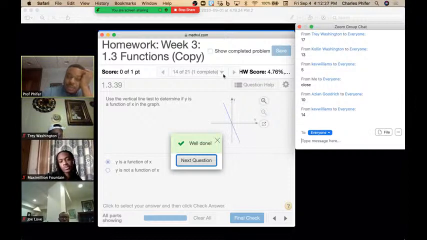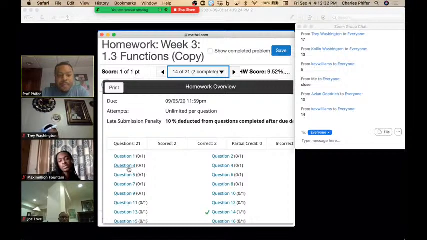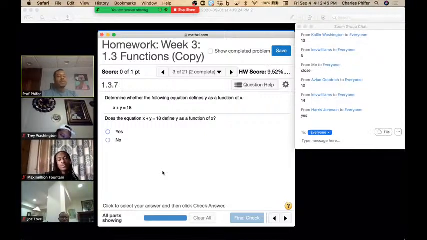Okay, let's look at question number 3. So you see how quick some of these questions go, right? So if we go to question number 3, determine whether the function. What do you think? If you have x plus y equals 18, is this a function, yay or nay? How can we determine if this is a function? What are some things we could do? What does your intuition tell you?